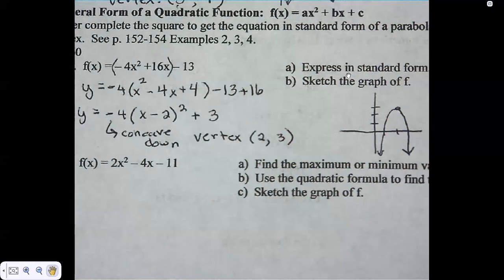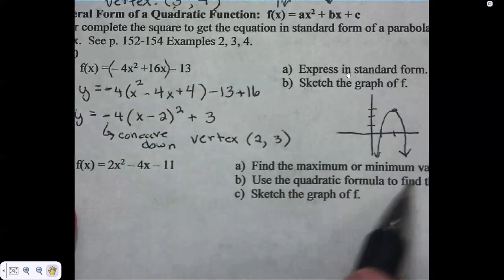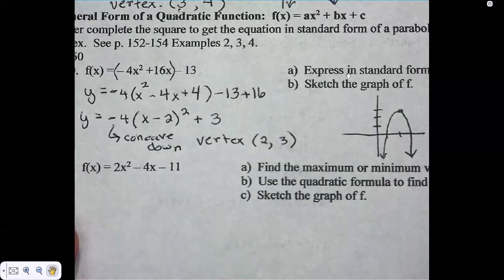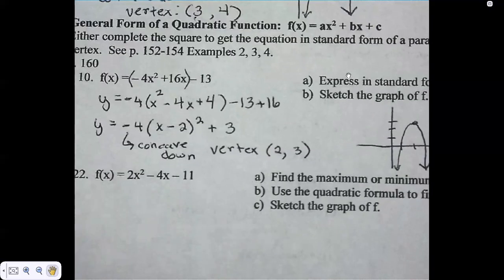The reason I had to complete the square here is because the directions said get this in standard form. Well, completing the square is how you get it in standard form. But this next problem, number 22, doesn't say get it in standard form. It just says find the max or minimum value. Where do maximums and minimums occur on a parabola? It's at the vertex, and specifically, it's the y value of the vertex.